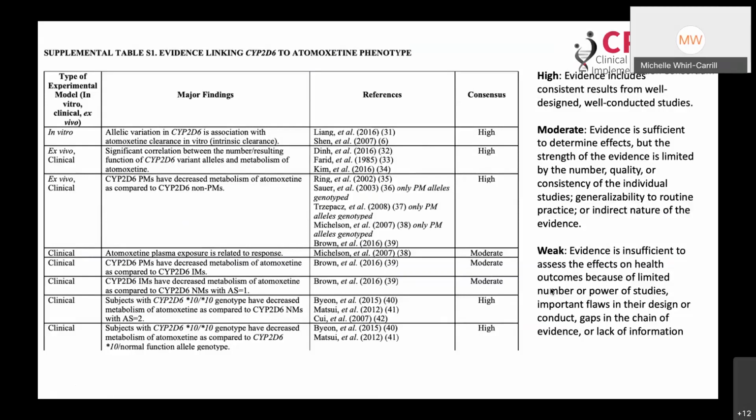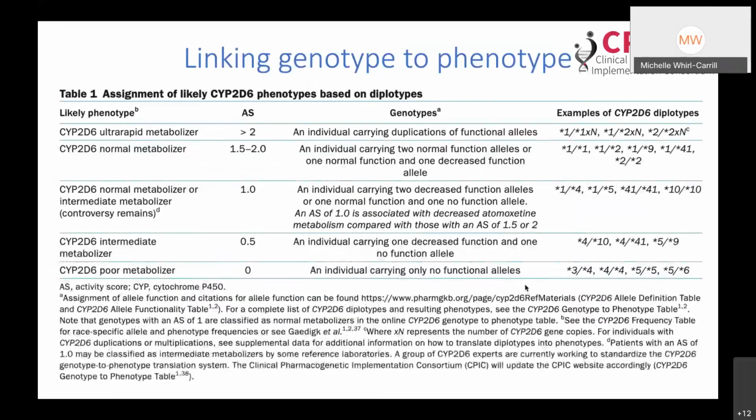The SOPs used to evaluate the literature and create the guideline have all been published. You can go to the CPIC website to get those publications. And so we've published information about how we use this ranking system to rank the major findings. Then we use that ranking in order to come up with the actual recommendations for that gene-drug pair.